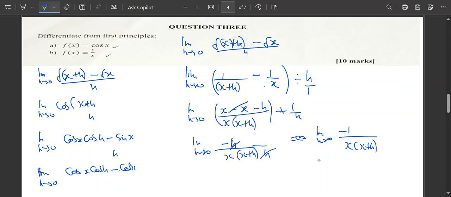So now substituting the value of h, so that will be x open bracket x plus 0. H as h approaches 0, that's what they were saying. So now that will be just x inside, x times that will be negative 1 over x squared. Okay, so the answer is negative 1 over x squared. So that's how we are supposed to solve this one. So that's the answer.